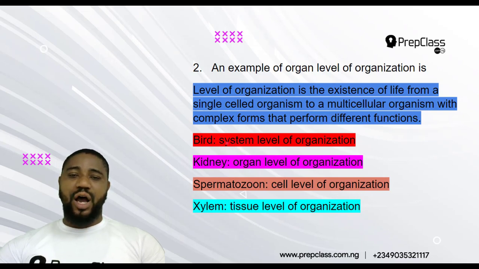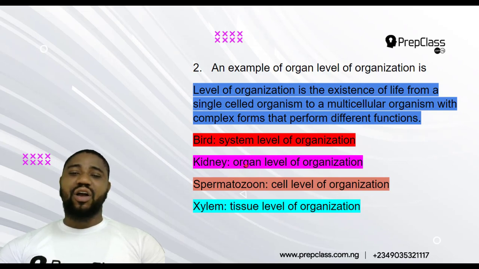It belongs to, not even the system level. I think I even made a mistake because it's higher than the system level. A bird belongs to the completely developed organism. That is multicellular level of organization.